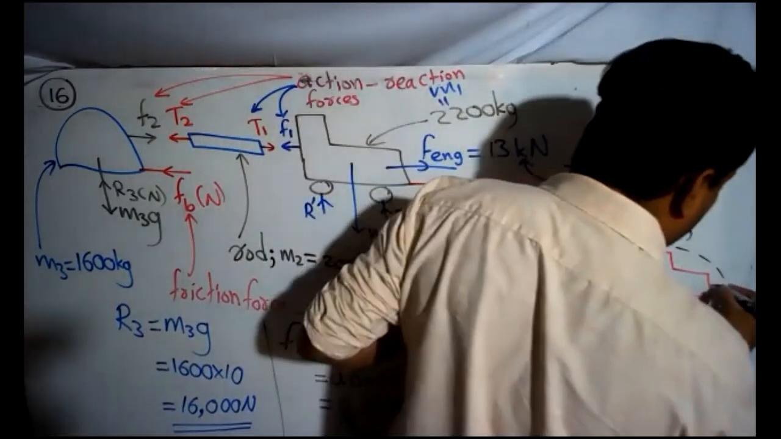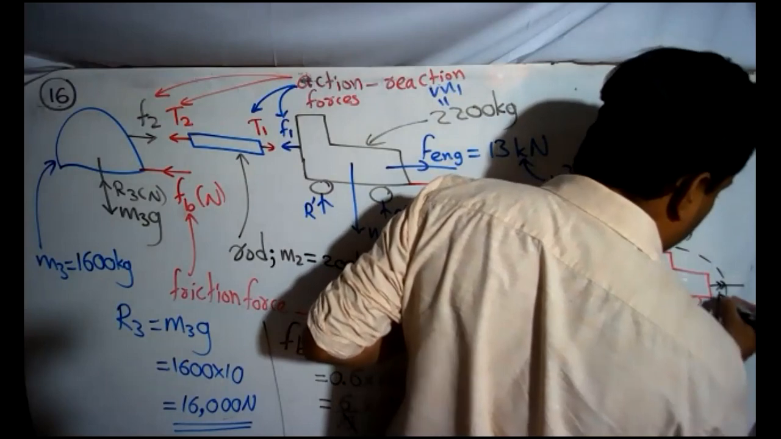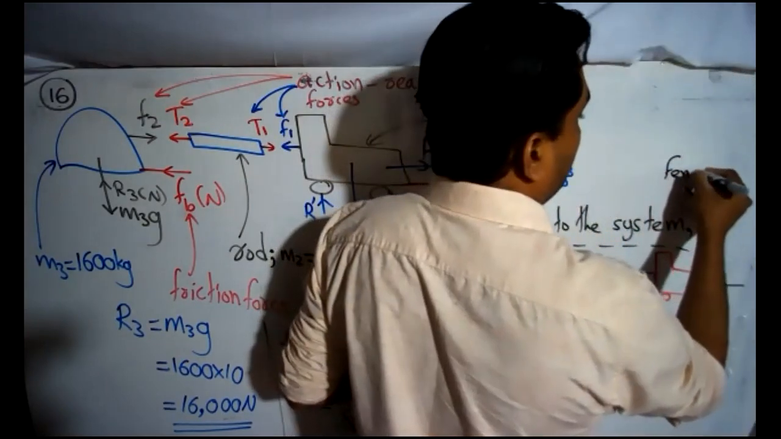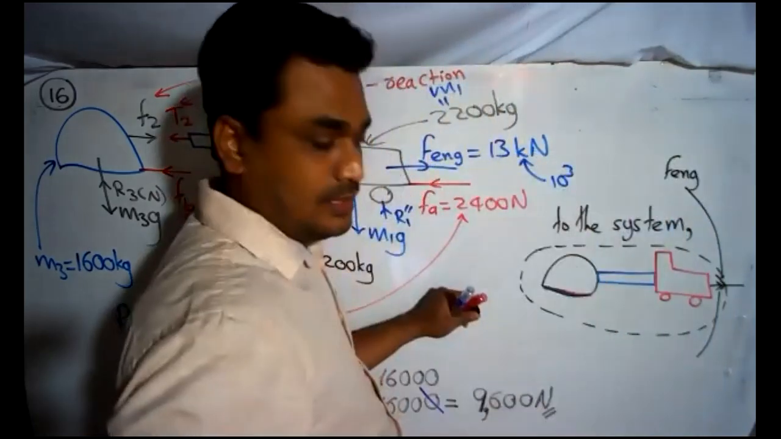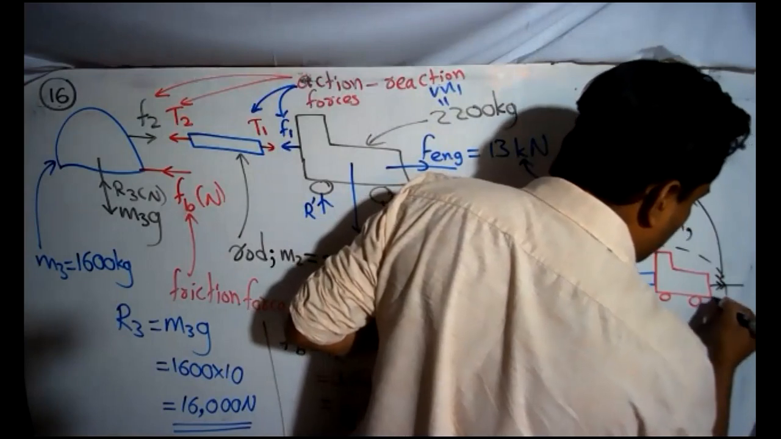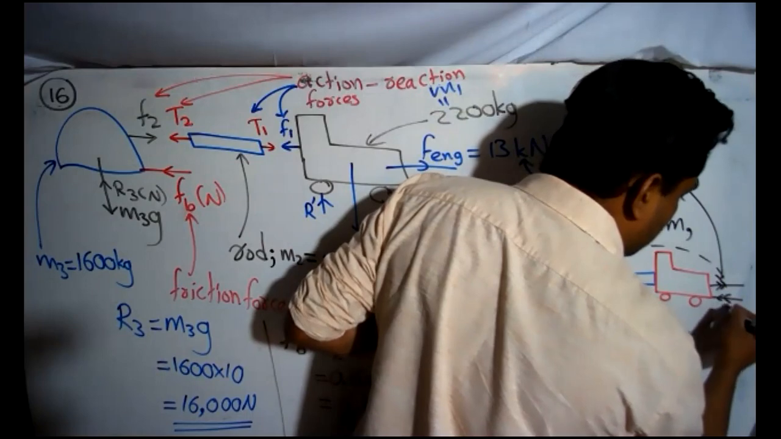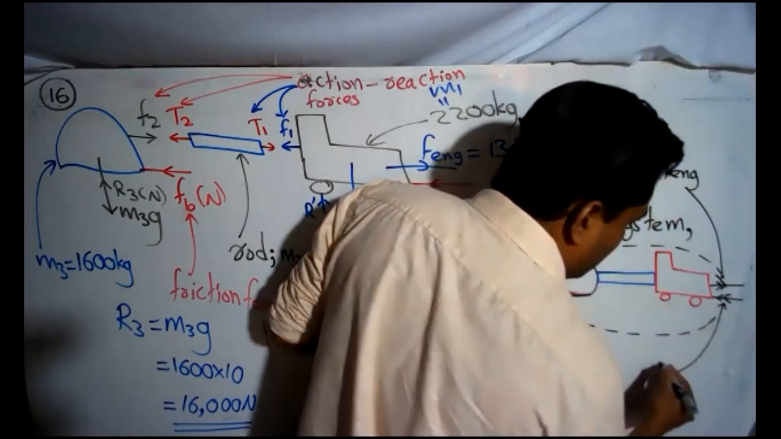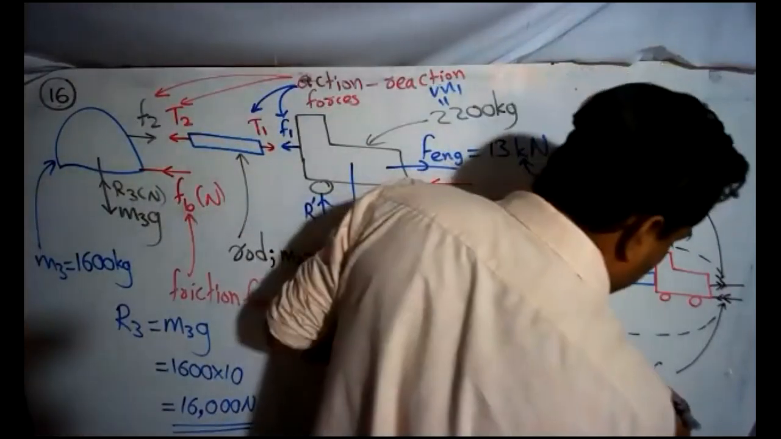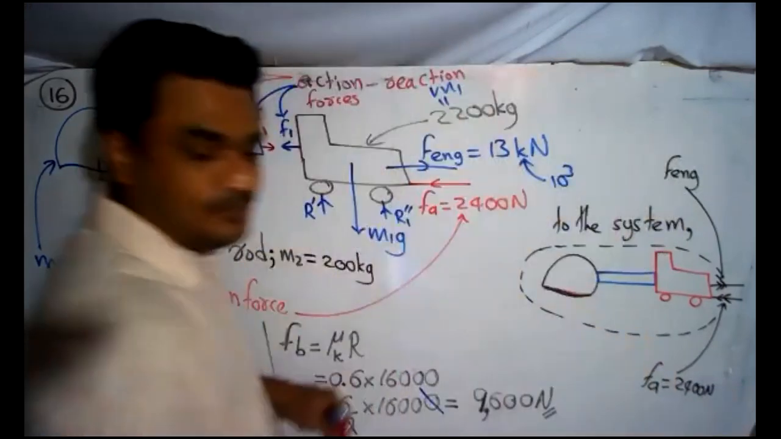The first external force is the force given by the engine. Let me mark it here. Force given by the engine, that is 13 kilonewton. And there is a friction force acting against the motion of the tractor. I have marked it as FA. They have given the value of FA as 2400 Newton.